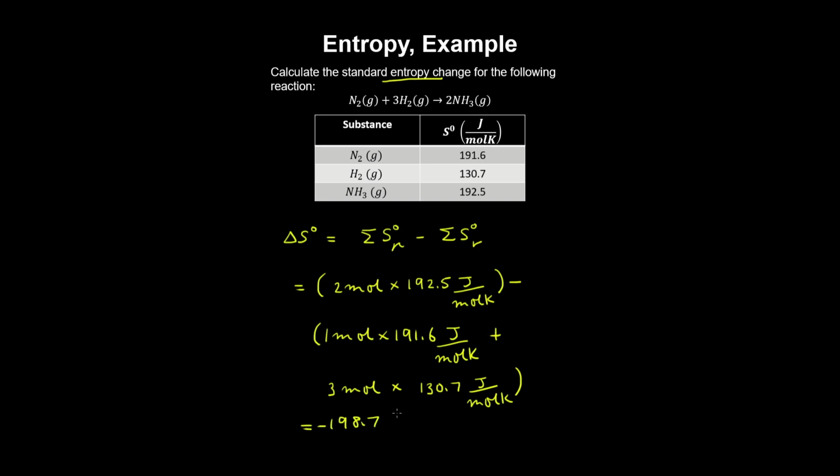And the units are joules per Kelvin or joules per Kelvin per mole of reaction. Because for example, we have 2 moles of ammonia per mole of reaction. So that means the same thing.